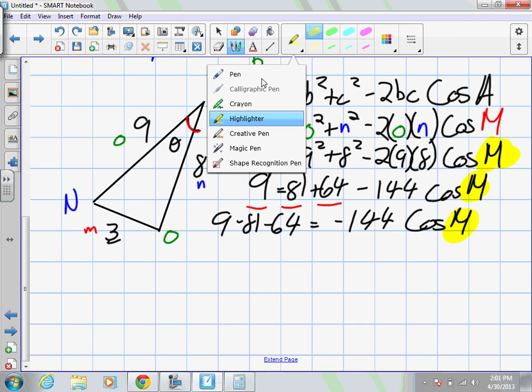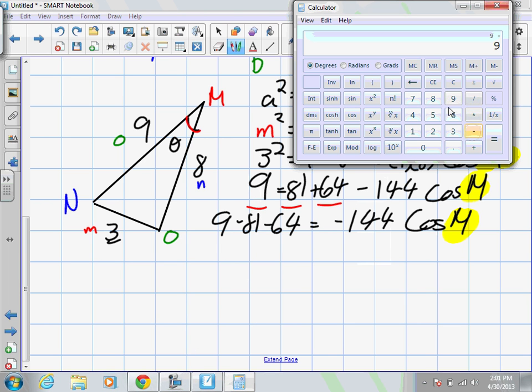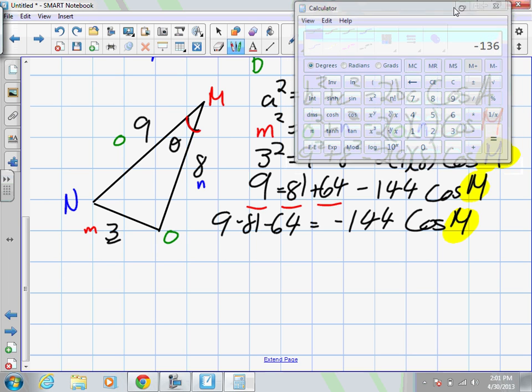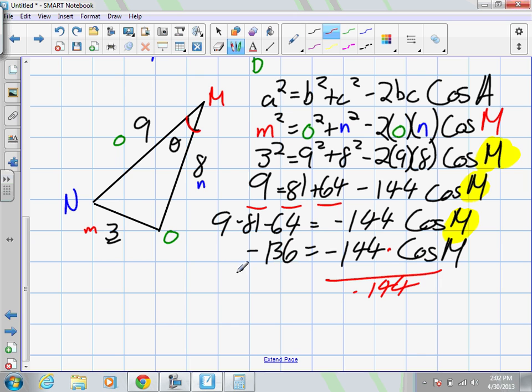9 subtract 81 subtract 64 is negative 136. So negative 136 equals negative 144 cos M. Remember this 144 is times cos, so how do I move it to the other side from here? Divide, that's right. We would divide both sides by negative 144. And on our left side, it cancels out and creates a 1. So we'll have cos M is equal to some ratio.